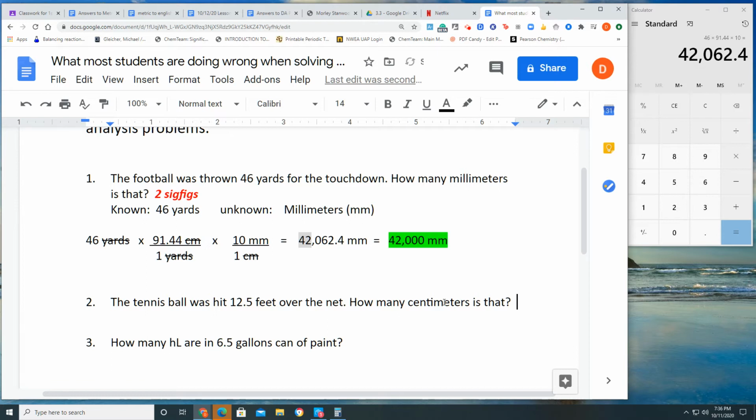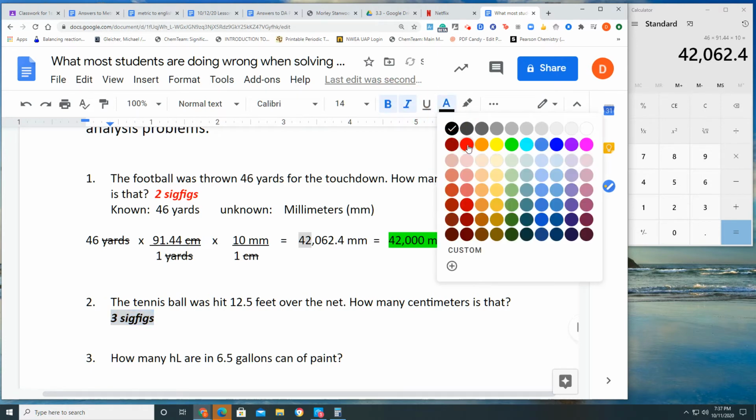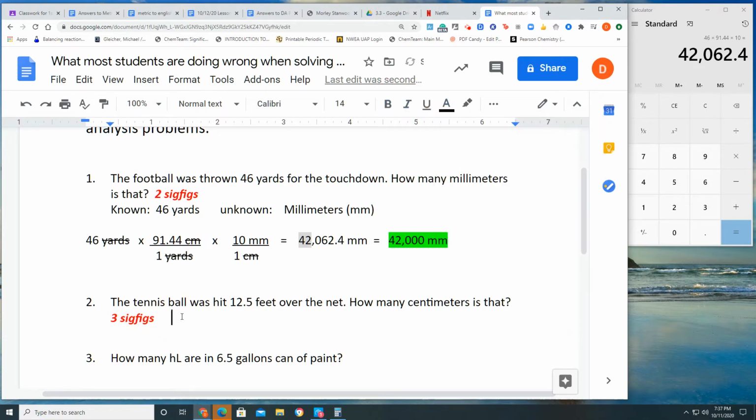So we're going to go ahead and look at it, and we see that there are 3 numbers right here. So we have 3 things, and we're just going to highlight those. I'm going to go over just a little bit so I don't have to rechange that. We're going to write down what our known is, and that's going to be our 12.5 feet. And our unknown is the number of centimeters. So we'll put down centimeters.